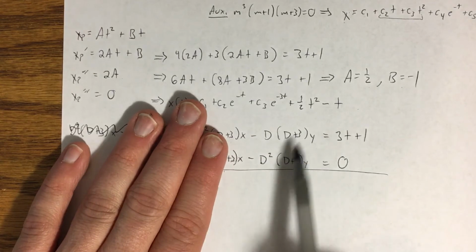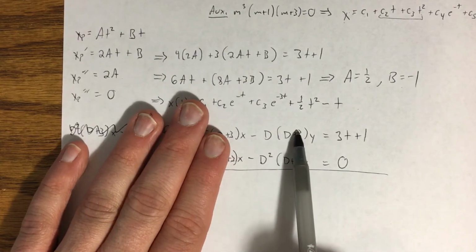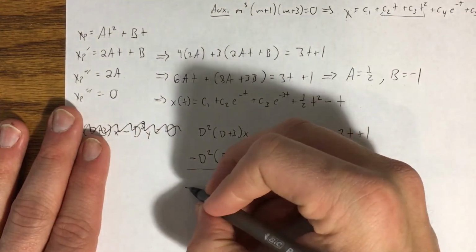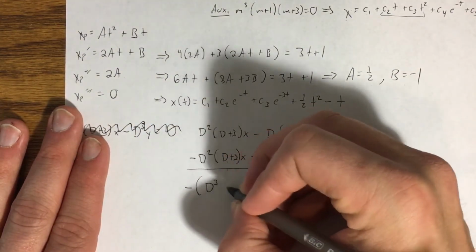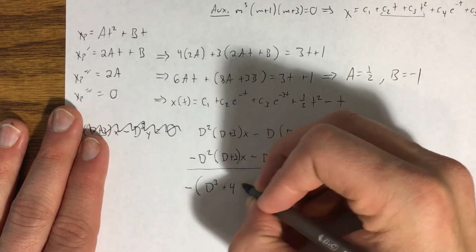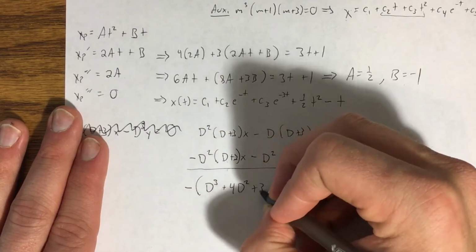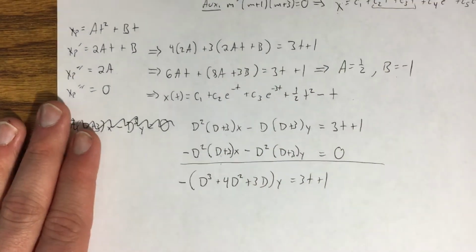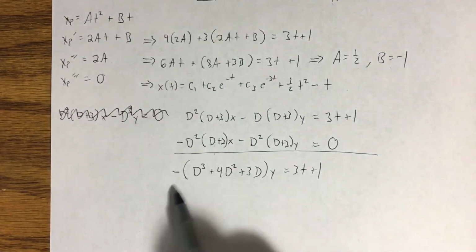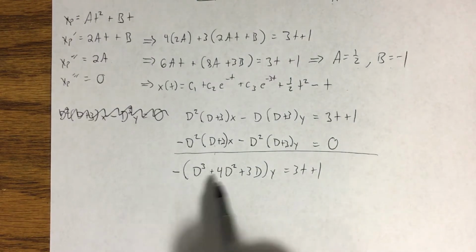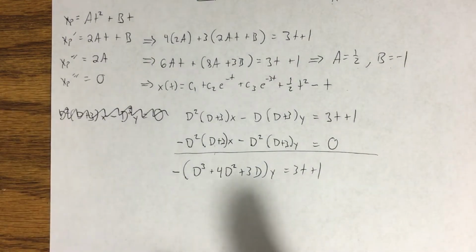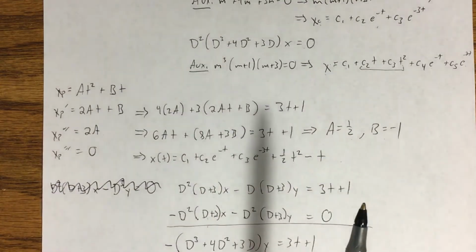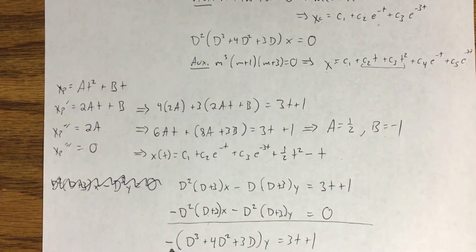When I add the y terms, those terms look exactly the same, with the only exception being that they have negatives in front of them. So I'm going to get minus the same thing, d cubed plus 4d squared plus 3d y equals 3t plus 1, okay? What that's going to do is make me do almost identical steps to what I did in the previous steps up here to solve for x. The only difference is this minus, okay?